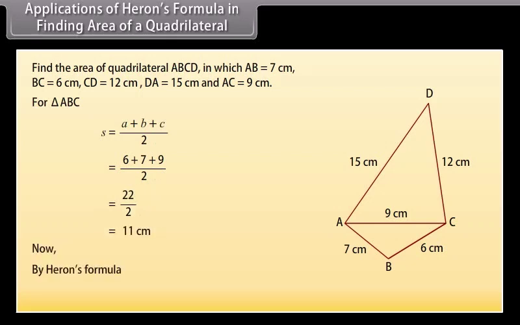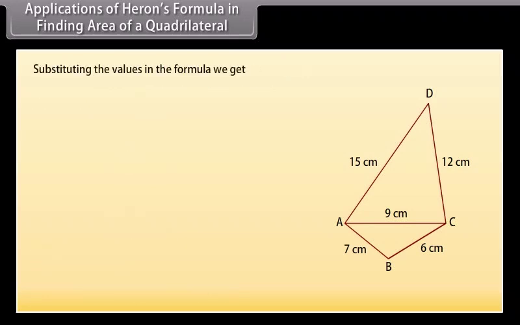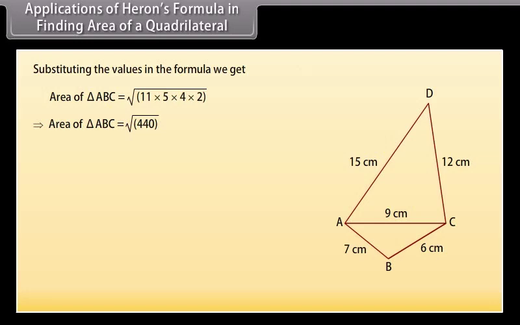Now, by Heron's formula, area is equal to square root of S into (S minus a) into (S minus b) into (S minus c). By substituting the values in the formula, we get area of triangle ABC is equal to square root of 11 into 5 into 4 into 2, which implies area of triangle ABC is equal to square root of 440, which is 20.98 centimeters square.